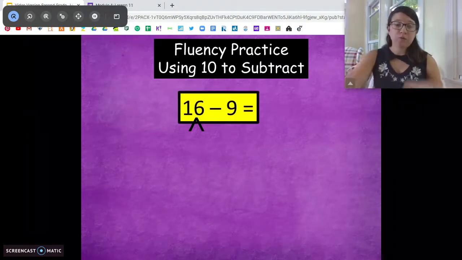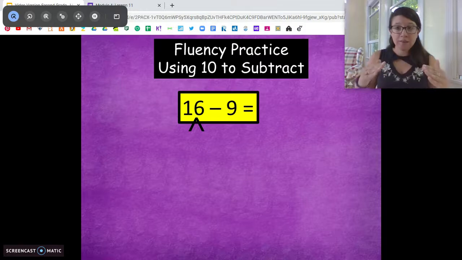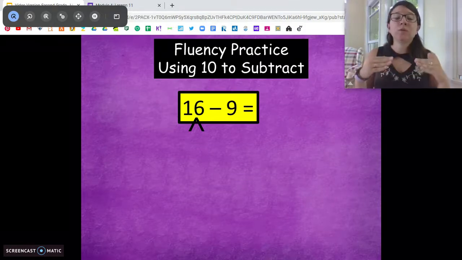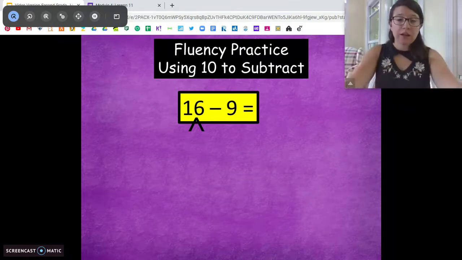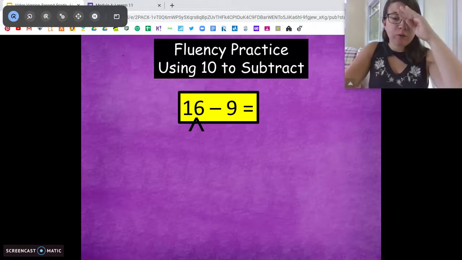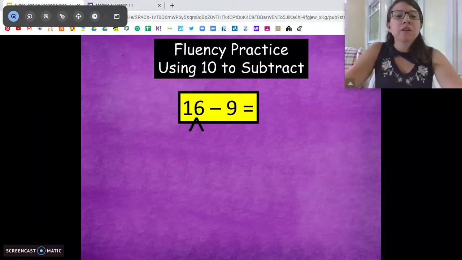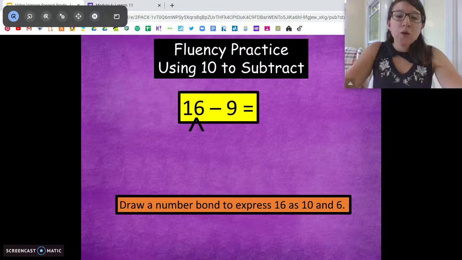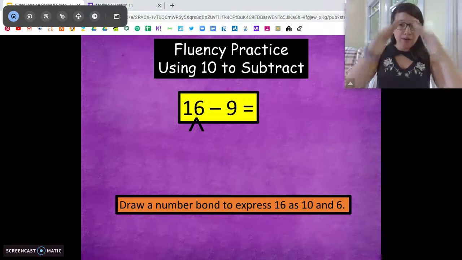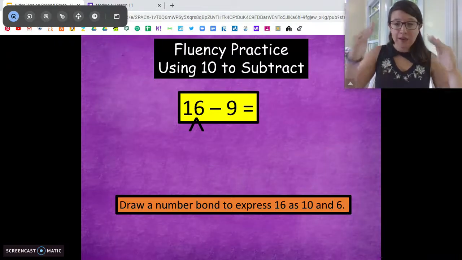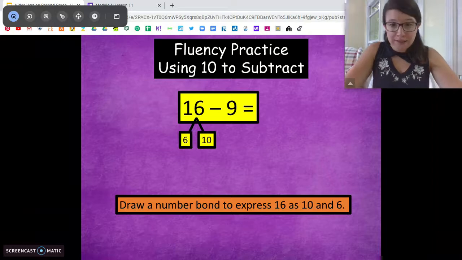Okay. So for this, you're going to want your paper and pencil. What we're going to do is we're going to take these problems and we're going to use 10 to subtract. Here's how we're going to do it. So I'm going to do this first one with you, and then I'm going to have you practice on your own. So we're going to start with 16 minus 9. We're going to draw a number bond to break apart 16 into 10 and the extra ones. So it's 10 and 6.